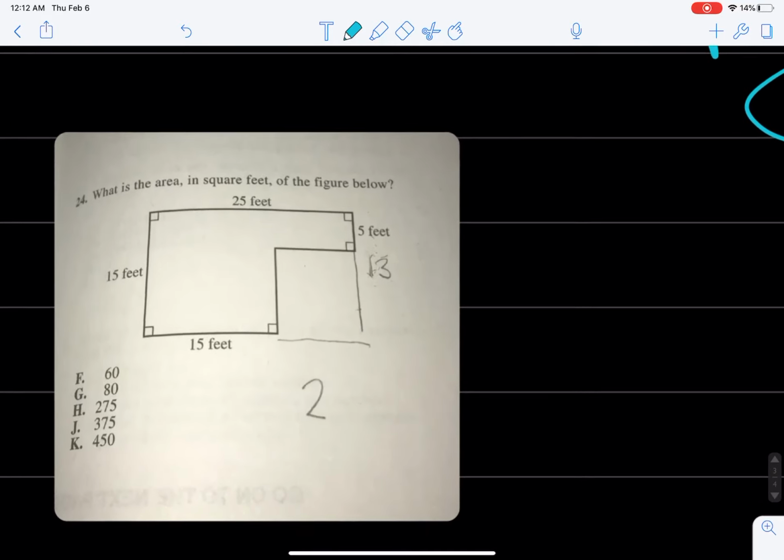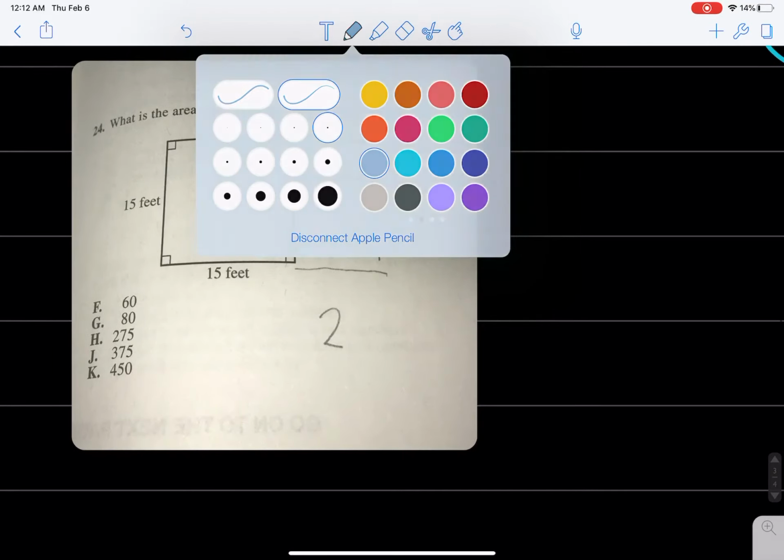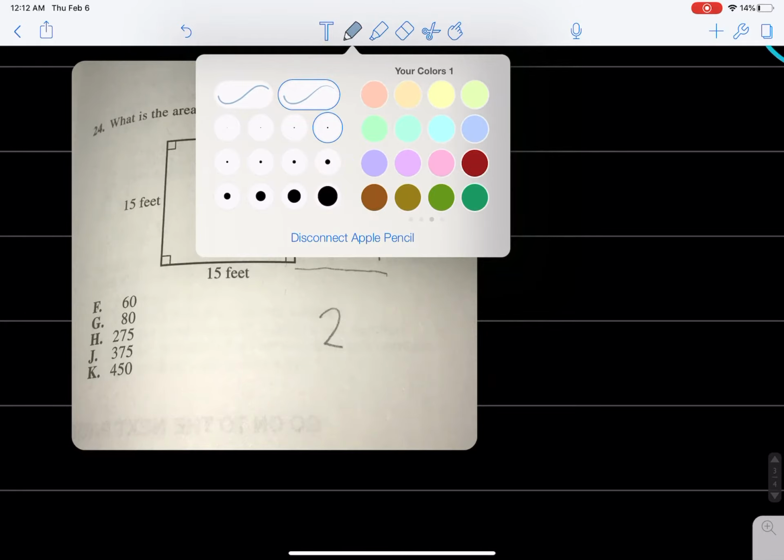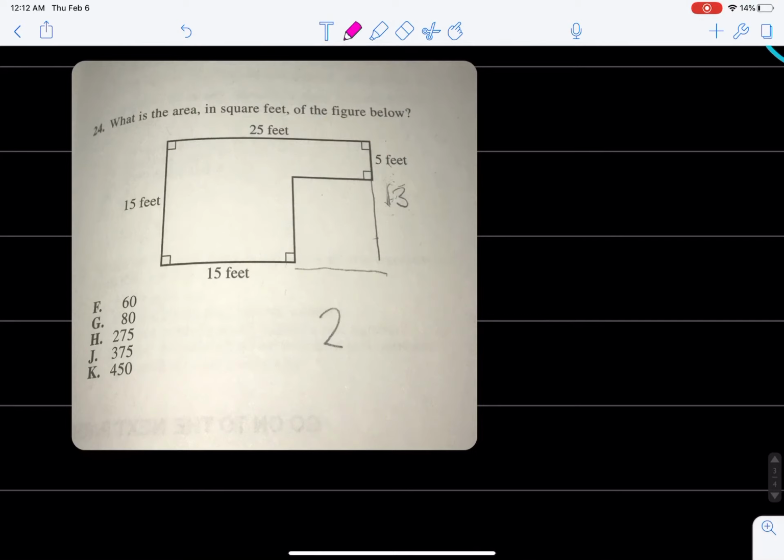Okay, so we have this one. Let's see. Let's do pink. Okay. So what's the area? They give us this side, they give us this side. We're missing this. Okay. My favorite technique is to just break it up. So you could break it up in 2 ways. You could break it up like that, or you could break it up like this.